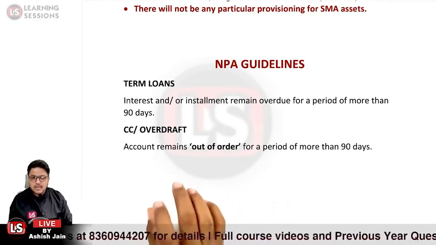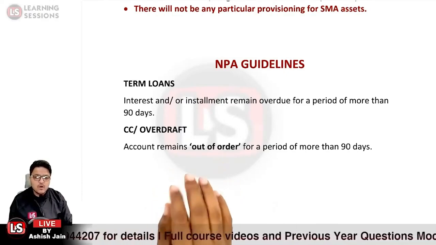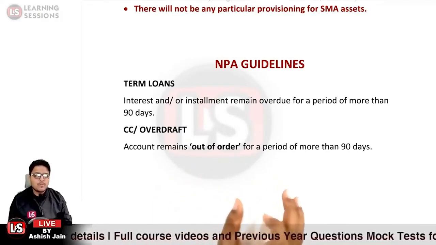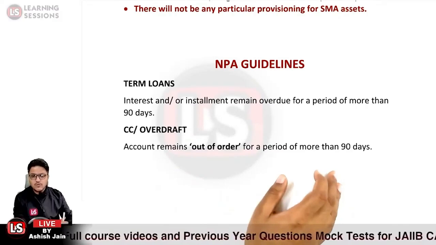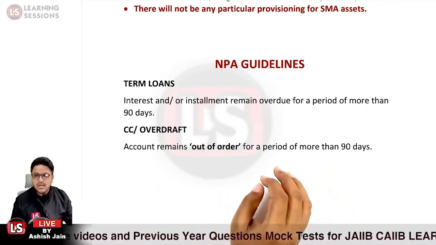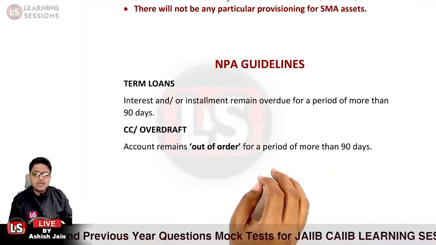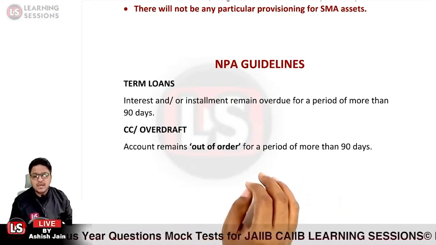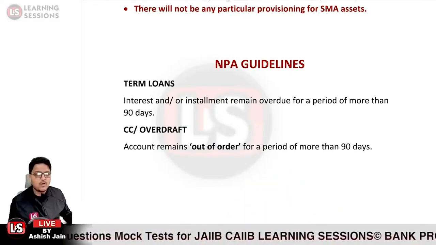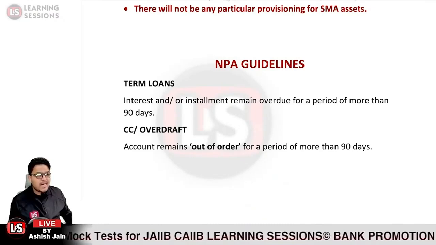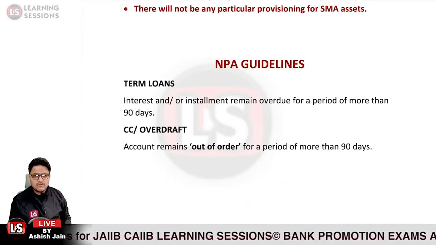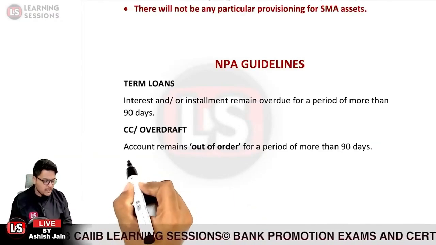Now let us have a look at the CC overdraft. It says if the account remains out of order for a period of more than 90 days, in that case it will be classified as a non-performing asset. Now when the account will be said to be out of order, we need to understand one thing. First of all, it is related to the sanction limit and drawing power.